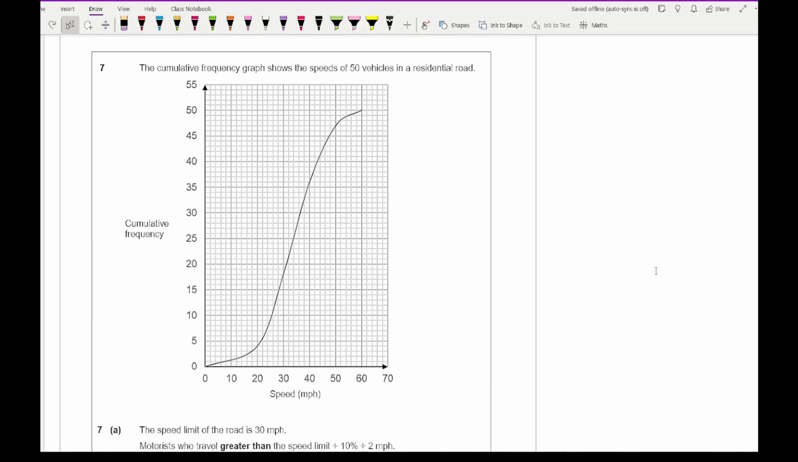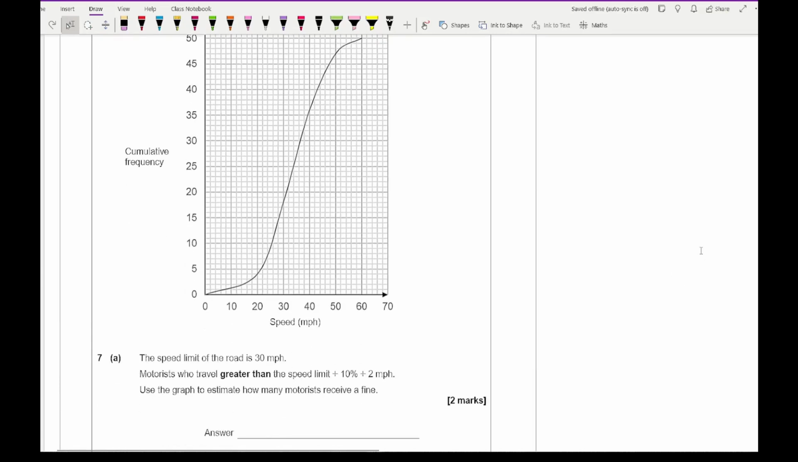Then moving on to question 7, it says the cumulative frequency graph shows the speeds of 50 vehicles in a residential road. The speed limit of the road was 30 miles per hour. Motorists who drive faster than the speed limit plus 10% plus 2 miles per hour were given a fine. And it says estimate the number of motorists who received a fine. So let's first of all work out the speed that you need to travel to get a fine. Here the speed limit was 30 miles per hour. 10% is 3 miles per hour, and we add 2 miles per hour to that. So we get a total of 35 miles per hour.